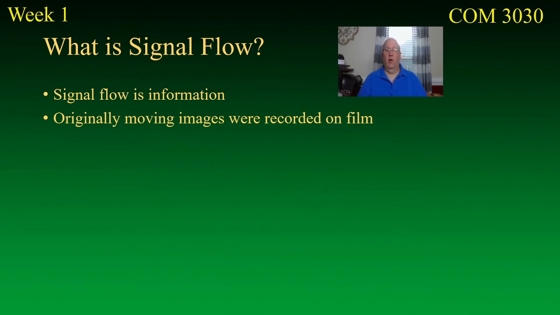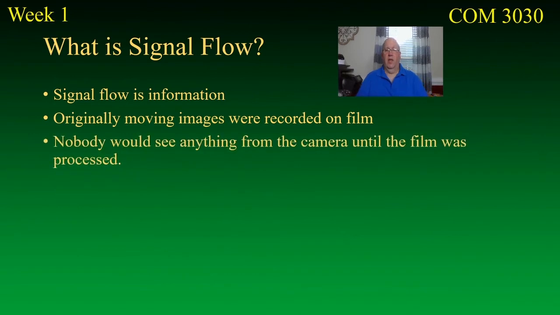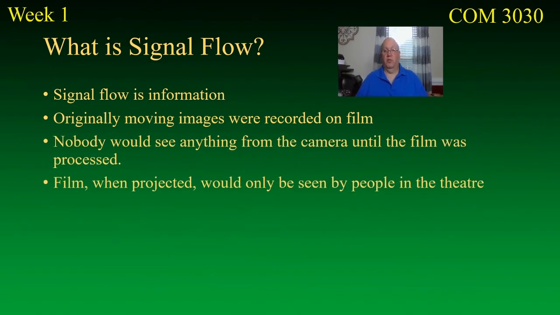And of course, while they're showing the film in the theater, assuming there's only one copy of the film, nobody can see it but them. And so it's a very limited thing. Now, nobody would see anything until the film was processed. The film, when projected, would only be seen by people in the theater. Television was revolutionary because television takes that whole process and adds an electronic element to it.